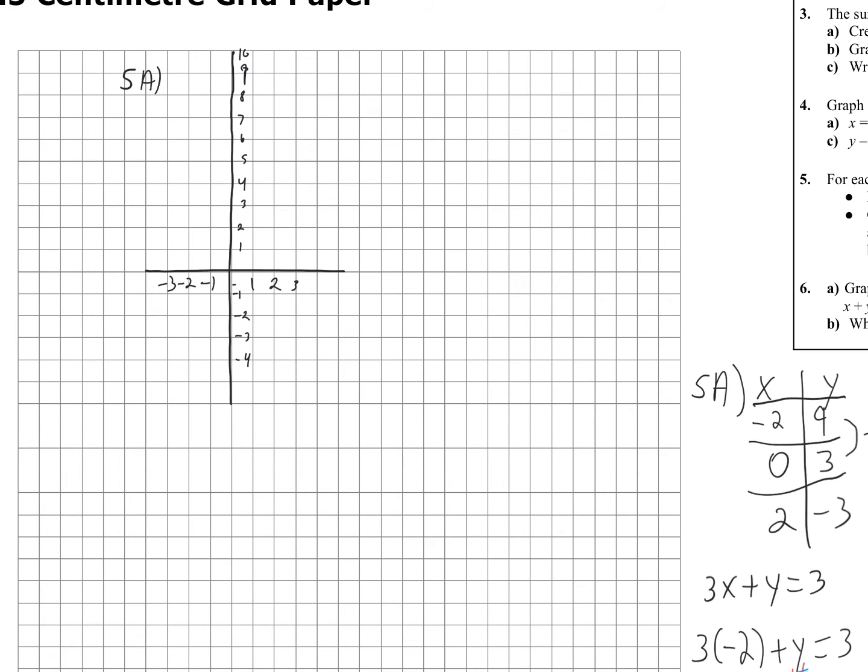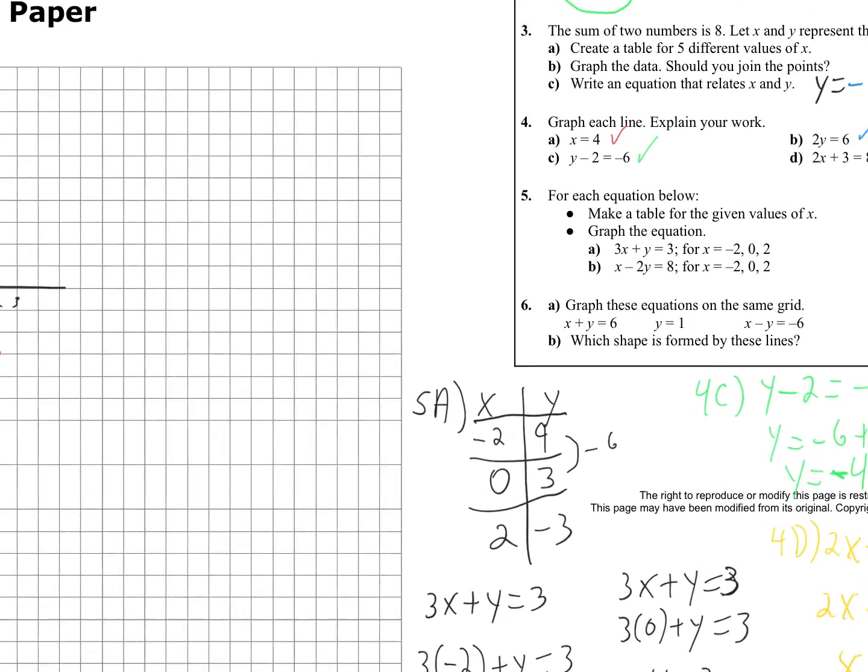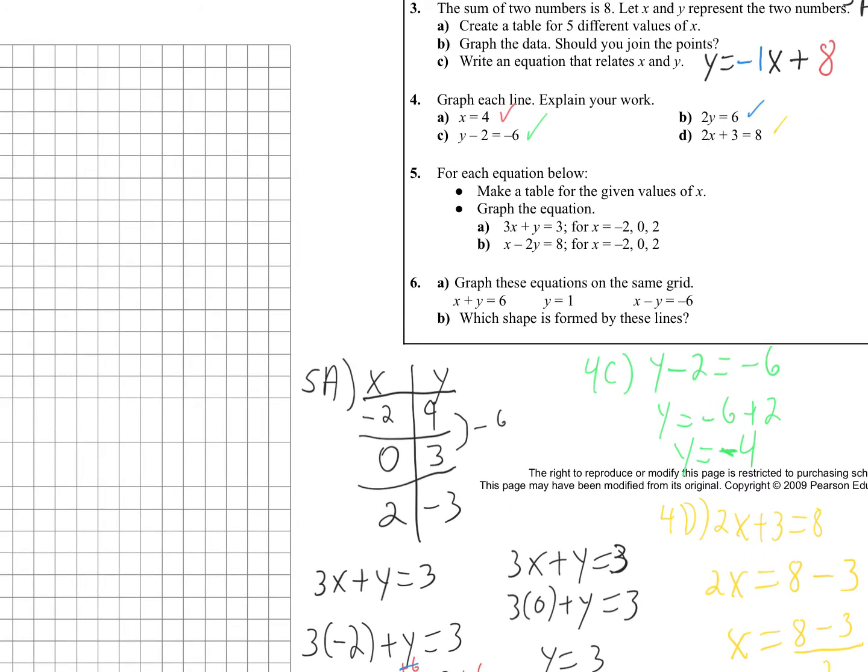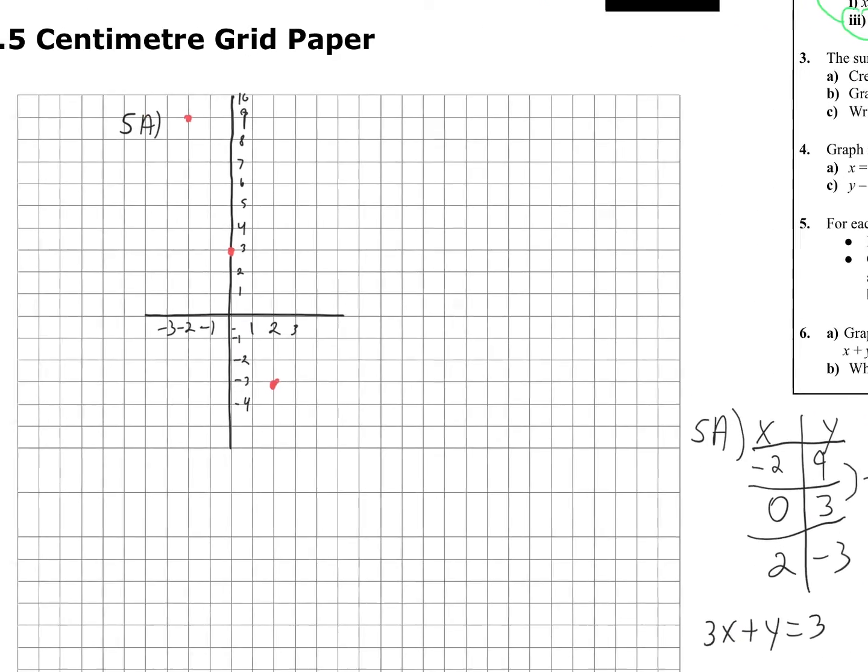So when I go to graph this, my first point is going to be negative 2 and then a positive 9. So that's all the way up here. Then I have 0 and positive 3. Then I have positive 2 and negative 3. So there's my points, and that has now been graphed. So for 5a, we've now made a table of values down here, and we've graphed it over here.